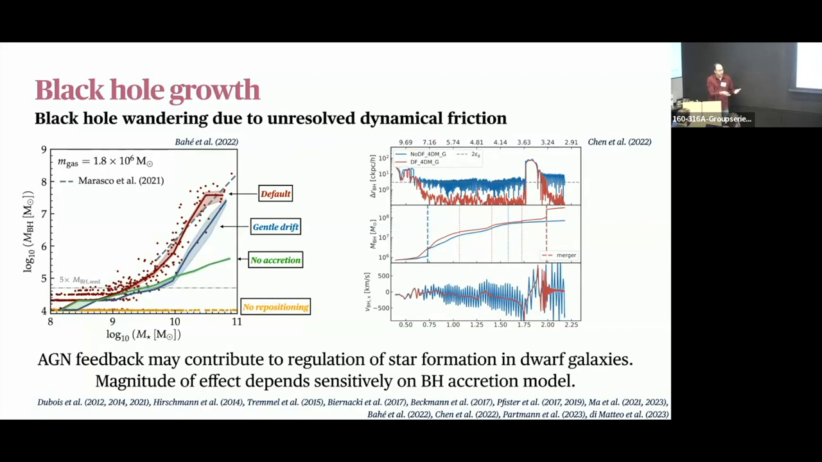To solve it, there have been many approaches in the literature that try to model unresolved dynamical friction to make sure the black holes return to the centers of galaxies efficiently. So part of this problem is numerical, because we don't resolve the dynamical friction. However, there's also work showing, and I think there'll be talks about this either tomorrow or the day after, that at high redshift in clumpy galaxies, these sinking timescales can be long. So part of this effect could be physical.